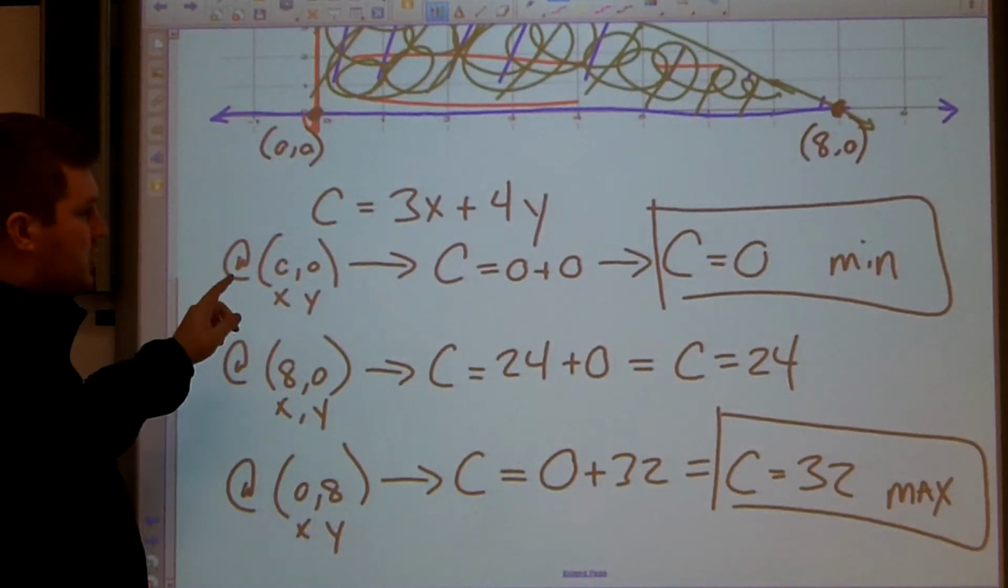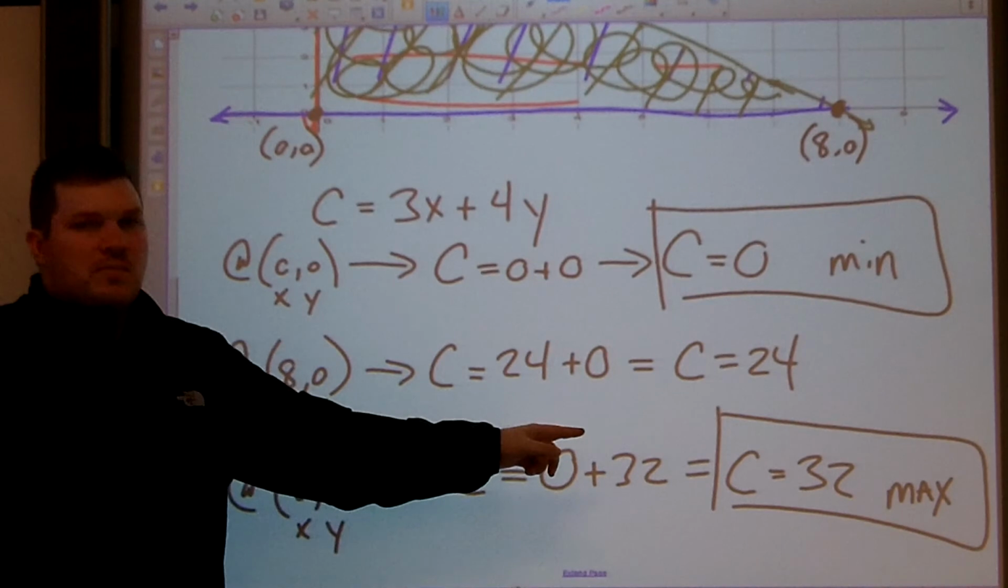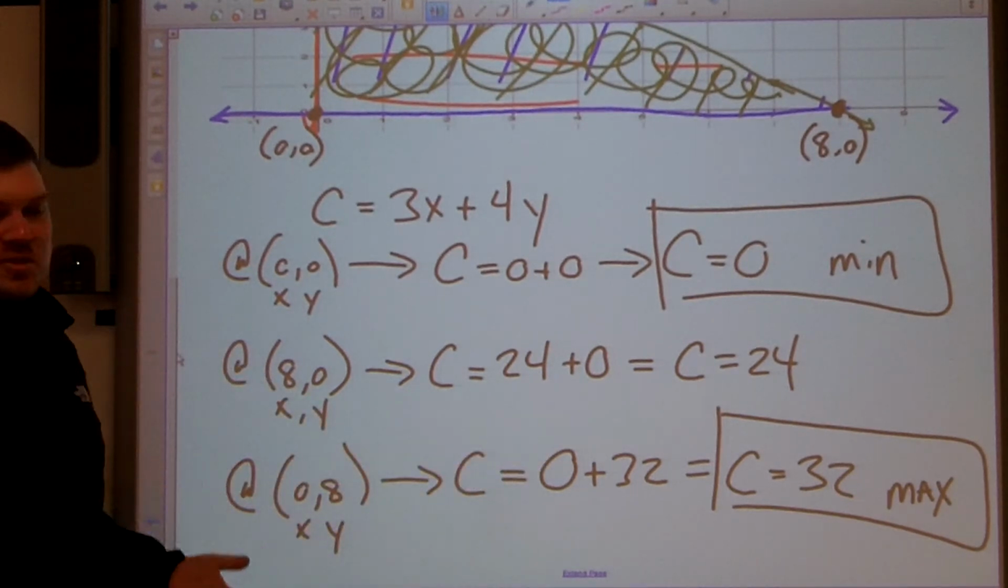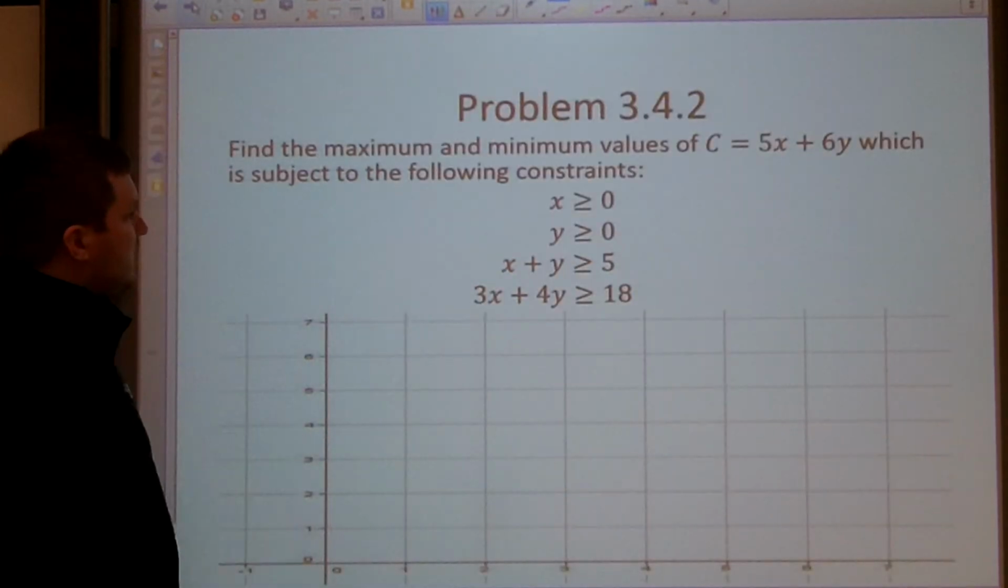Now, sometimes they'll ask you where those max and mins occur. Well, the minimum occurs at (0, 0). The maximum occurs at (0, 8). Simple as that. That's it. No big deal. Okay, so let's try another one.